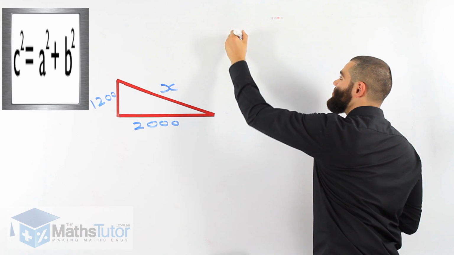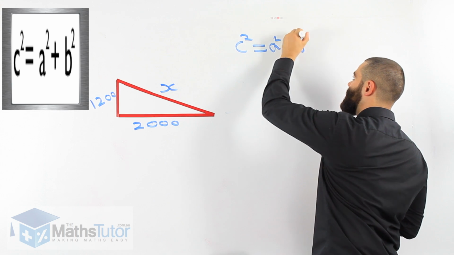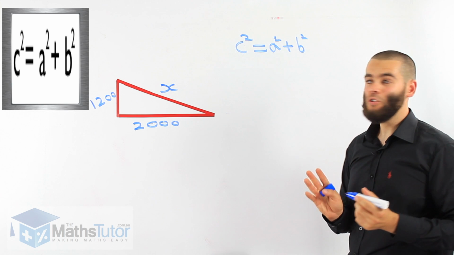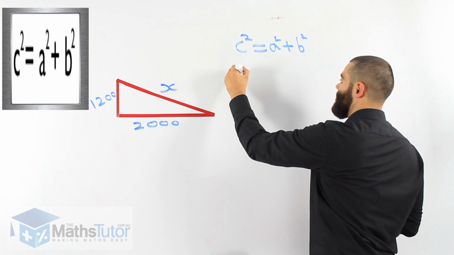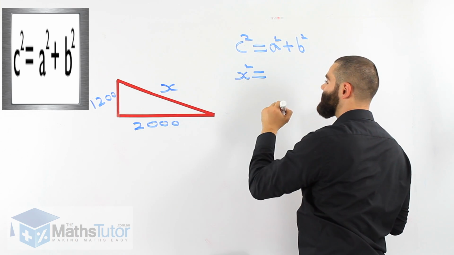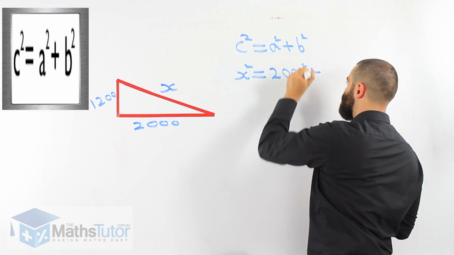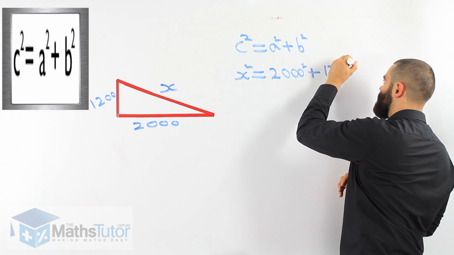We know c squared equals a squared plus b squared. Well, c squared is the hypotenuse, and a squared and b squared are the two short sides. Our hypotenuse is marked with an x. x squared equals 2000 squared plus 1200 squared.